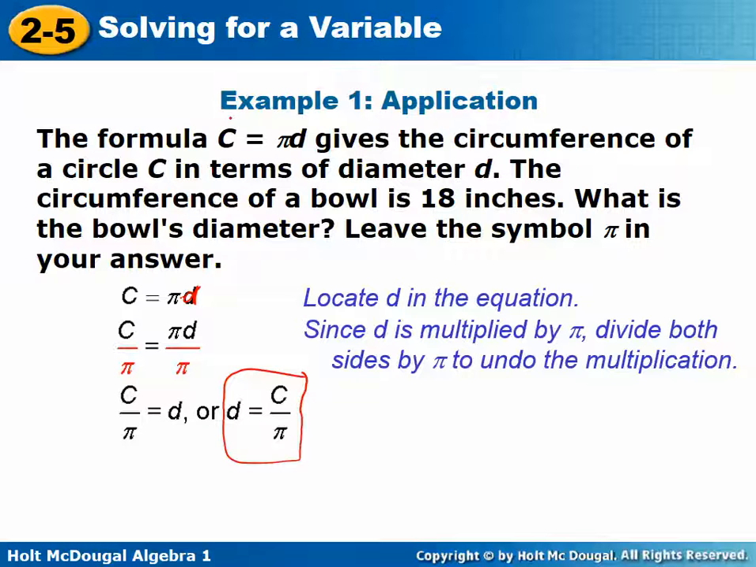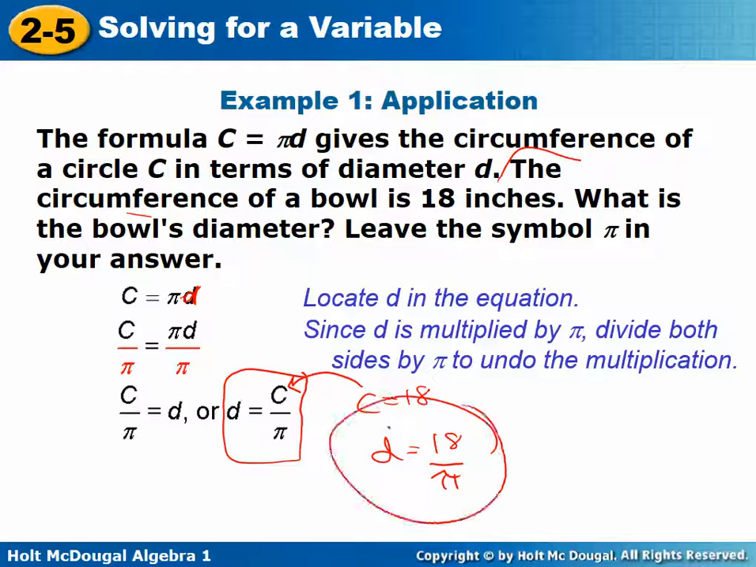And now the second part is to go ahead and answer the question: the circumference of a bowl is 18 inches. What is its diameter? Now we can take that c is equal to 18 and plug that in right here. Substitute in 18 where we see c, and d will be equal to 18 divided by pi. Now if they ask us to, we could get our calculators out and take 18 divided by pi, and it would be 5 point something, I think. But they just said leave pi in your answer, so then that would be your answer. So this would be part 1's answer, and this would be part 2's answer.